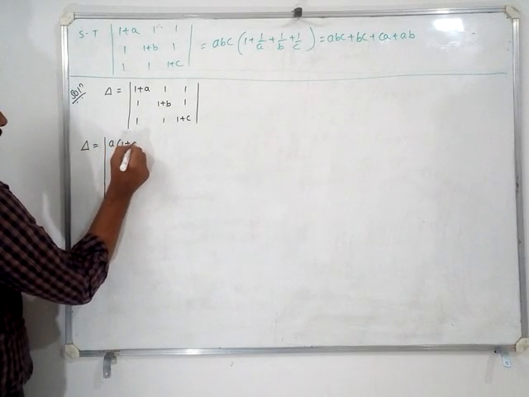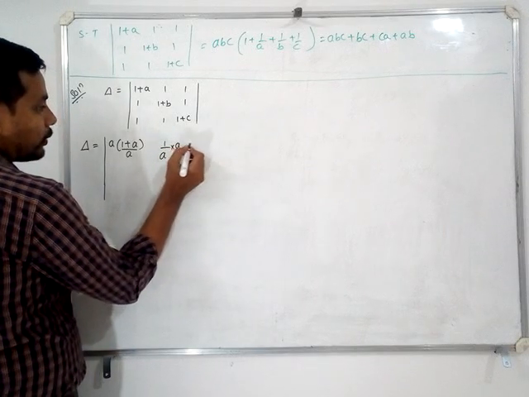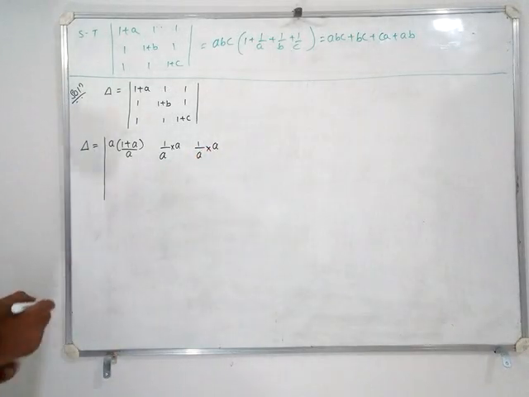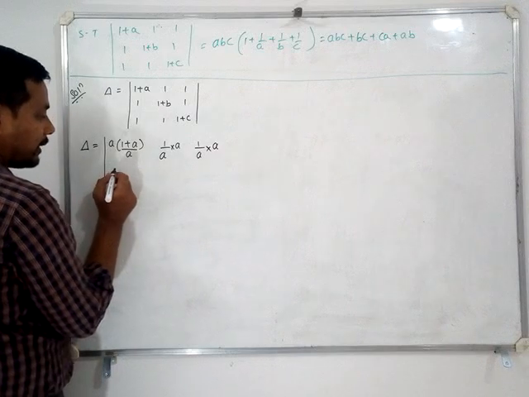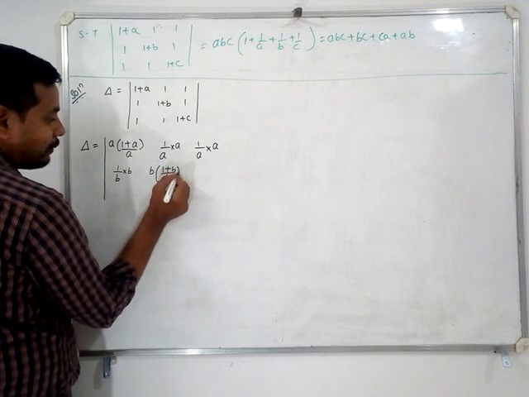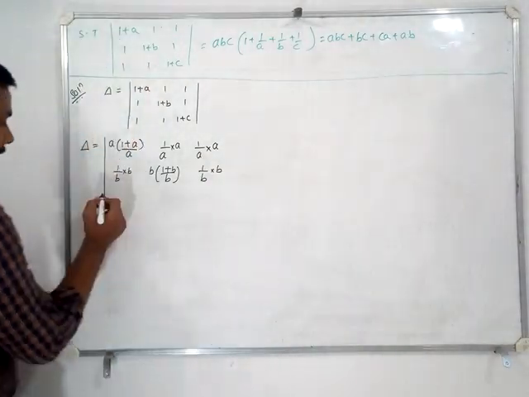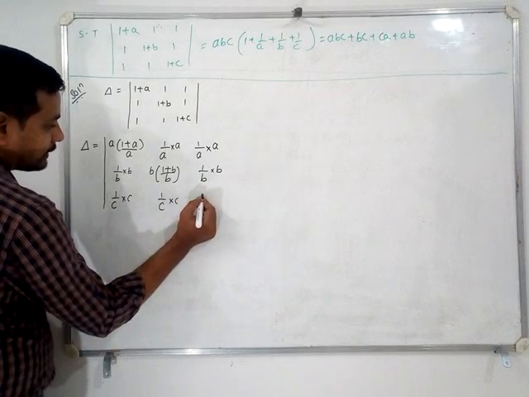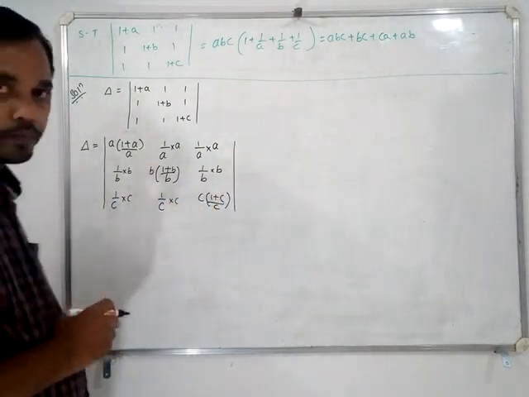For the first row we get A into (1 plus A) divided by A, then 1 by A into A, and 1 by A into A. I have divided the entire row by A and multiplied the entire row by A. Similarly for the second row, I am dividing and multiplying by B. So 1 by B into B, here B into (1 plus B) divided by B, and here 1 by B into B. And for the third row, same thing: 1 by C into C, 1 by C into C, and here C into (1 plus C) divided by C. This is the third row. Okay, now we got it.